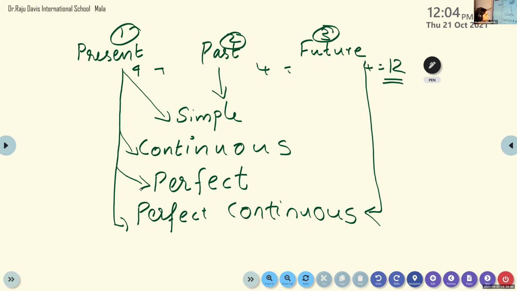Now it is 8 in number. Now, simple future, future continuous, future perfect, future perfect continuous. So again, 8 + 4 is equal to 12 tense forms. So we have three tenses and we have 12 tense forms in English grammar.